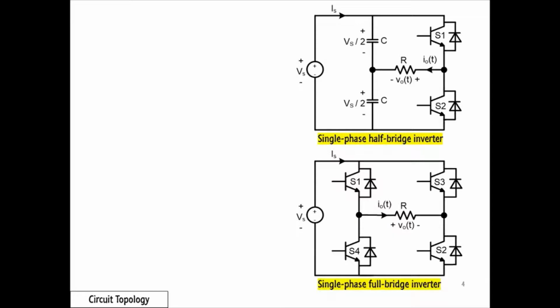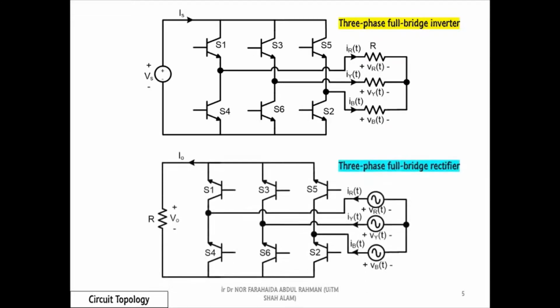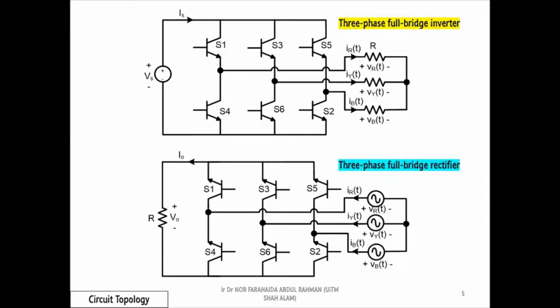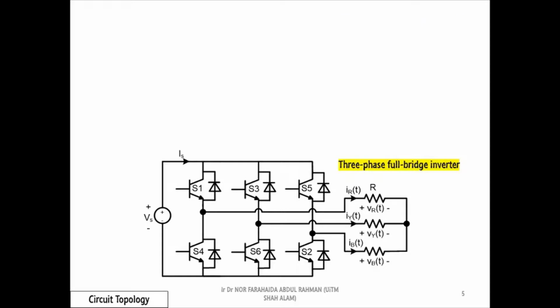Next, let's look to the circuit topology of a three-phase inverter. Similar to a three-phase controlled bridge rectifier, the inverter consists of 6 controllable power switches. Finally, when we consider the freewheeling diode, we will have this circuit topology of the three-phase inverter.